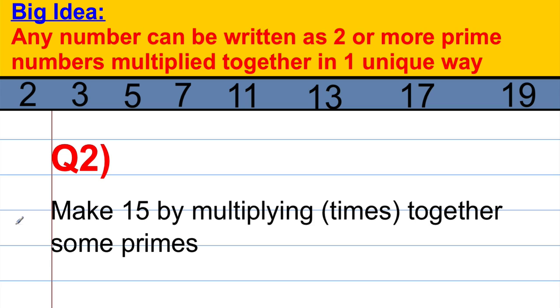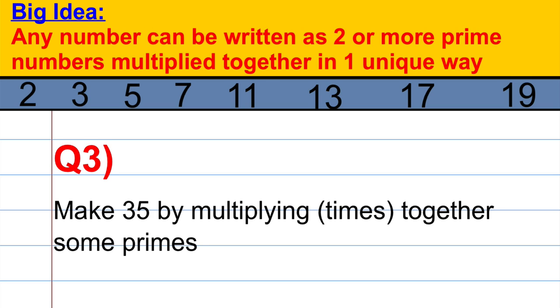Try making 15 by multiplying together some of the primes above, the 2, 3, 5, 7, 11, 13, 17, 19. Okay, so 15, hopefully you spotted it, there's only one way of doing it. It's 3 multiplied by 5. There are no other primes that can be multiplied to make 15. It's unique, using the fundamental theorem of arithmetic. Question 3, have a go. In 5 seconds, I'll go through.